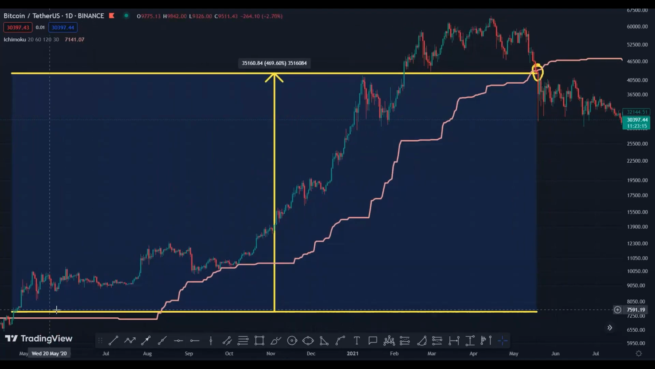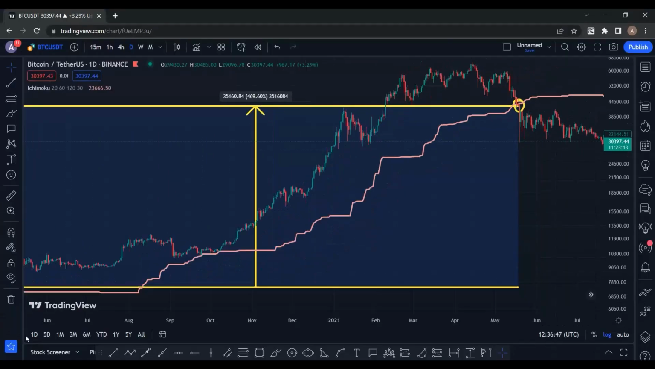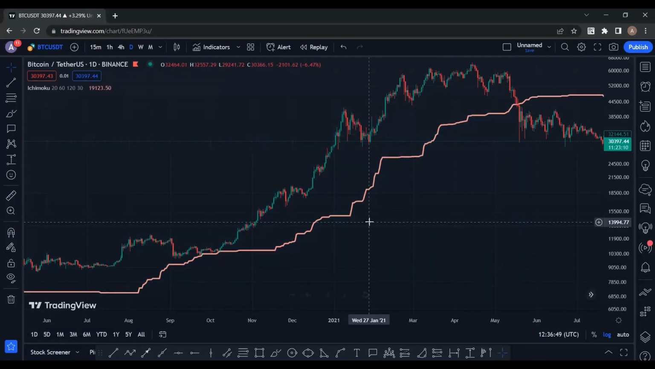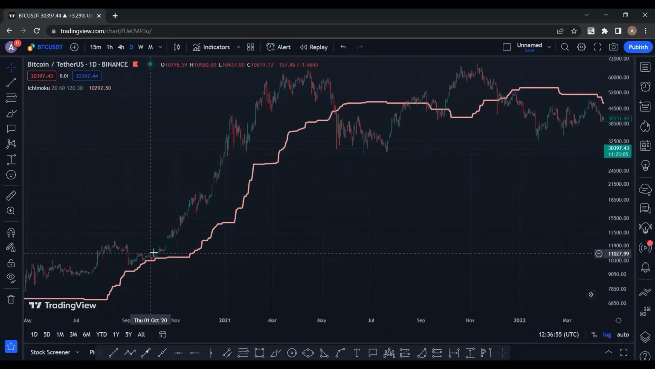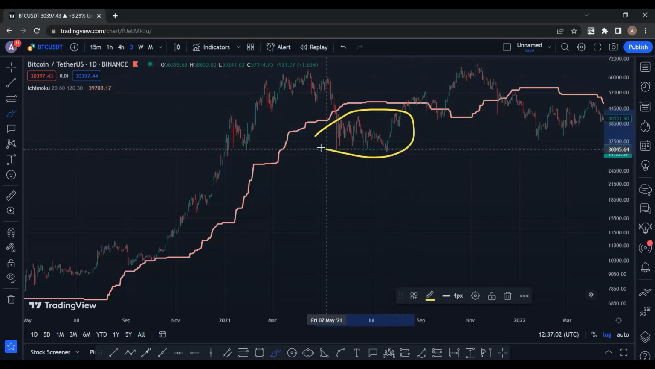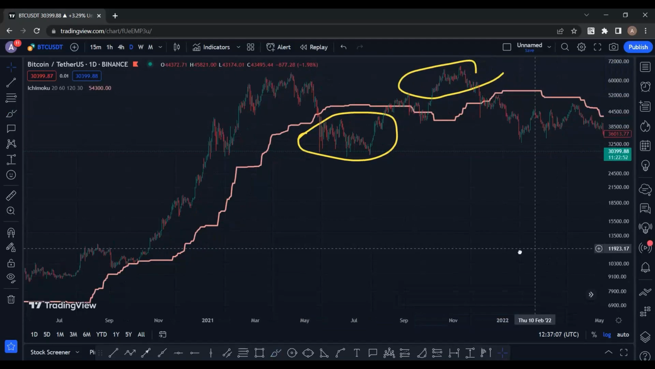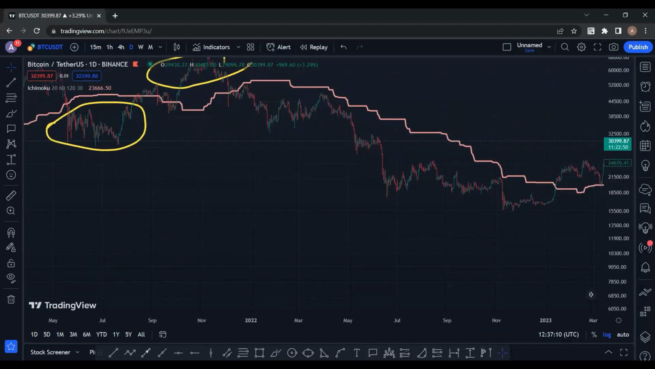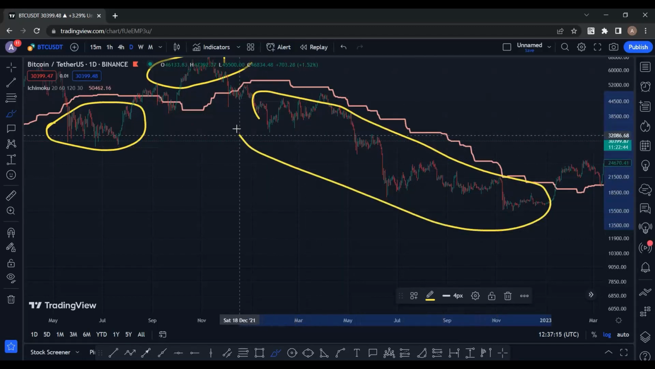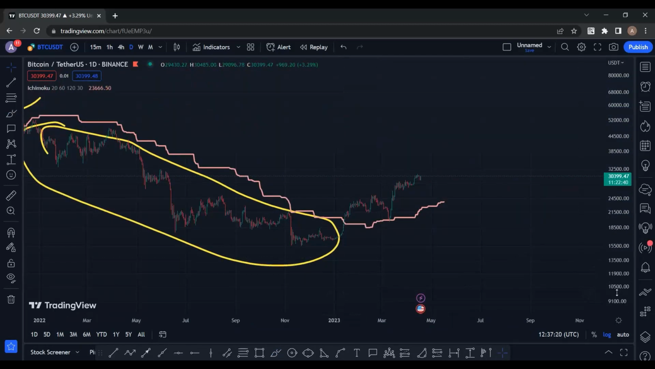Above the Senkou span B, you want to be bullish, and below the Senkou span B, you want to be bearish. Simple. Here, price is above the Senkou span B, you want to be bullish. Here, in this area, price is below the Senkou span B, you want to be bearish. Here is the bullish phase, and this entire move here, you want to be bearish. Why? Because price is below the Senkou span B. Right now, price is above the Senkou span B.